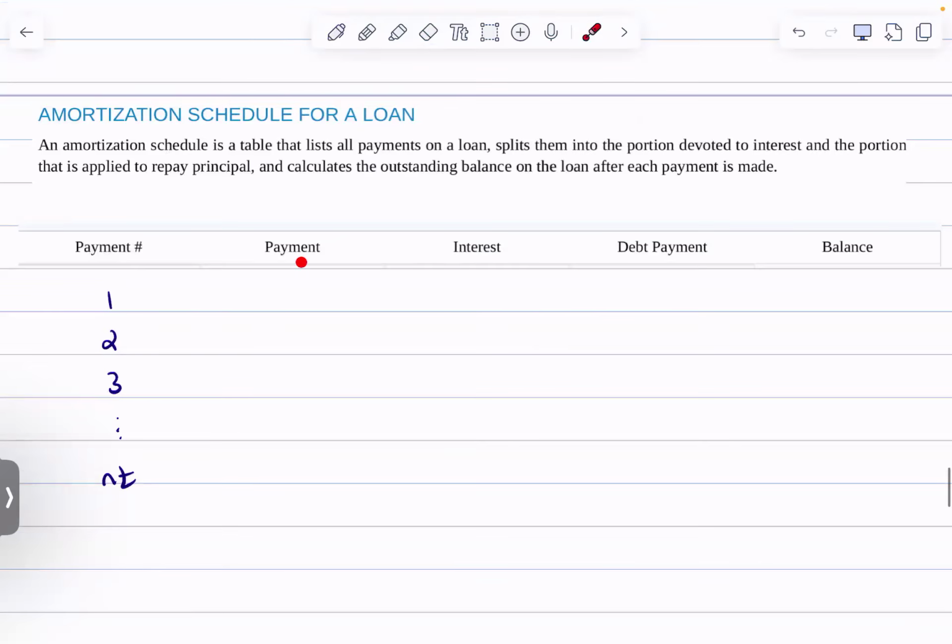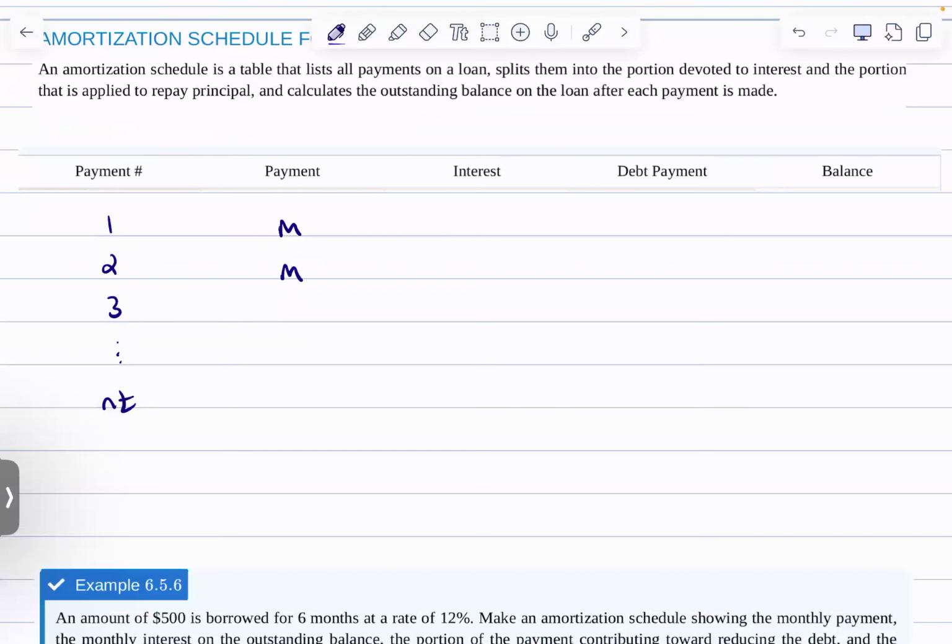The payment amount is going to be your M. Now that payment amount is going to be the same always, for every single payment. And so we have M, M, M, M. Sometimes we have to adjust that final payment because there's not very much owing, but let's assume that it stays M.